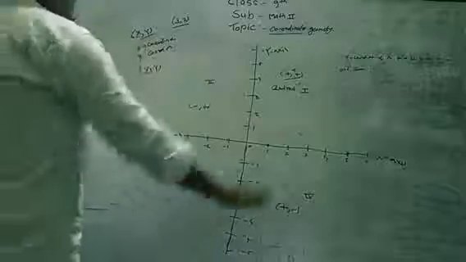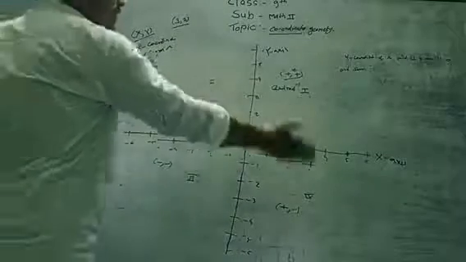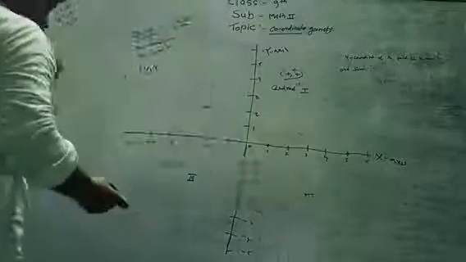Now let's understand the first and the third. What is the first? The first is plus, plus. The third is minus, minus. What is the second? It is minus, plus. What is the fourth? It is plus, minus. Okay.